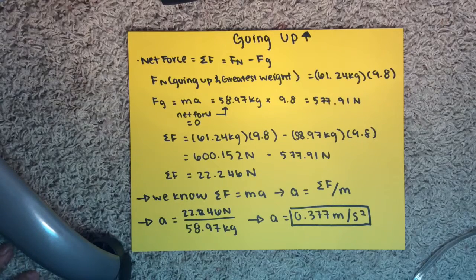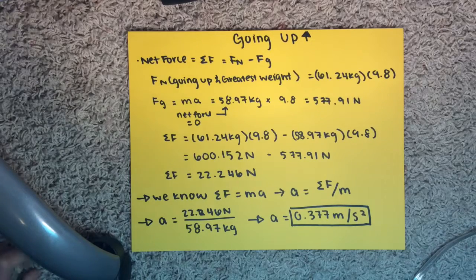Now the force of gravity was equal to the same force of gravity as when the elevator was going down, which also equaled 577.91 newtons. Now to find the net force, we have to subtract our normal force of 600.152 minus the force of gravity, which is 577.91 newtons, giving us a positive 22.246 newtons.